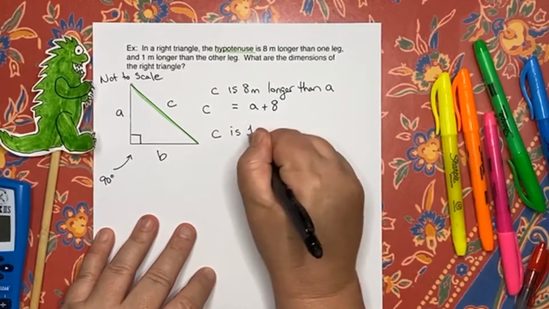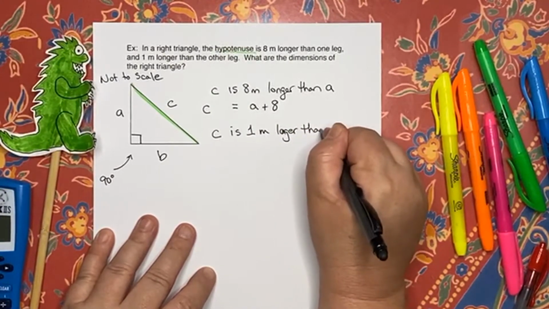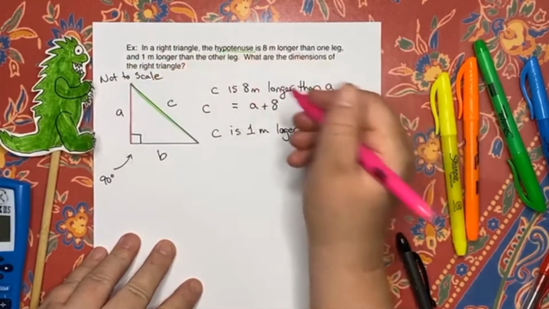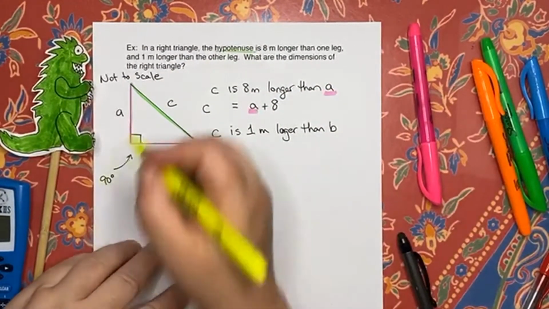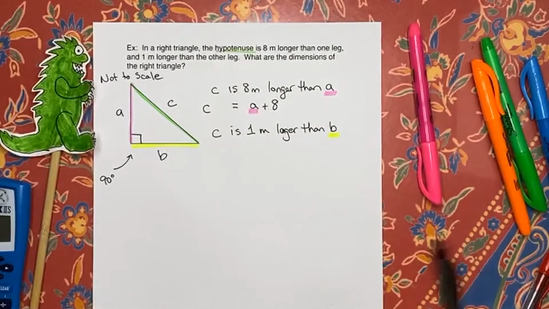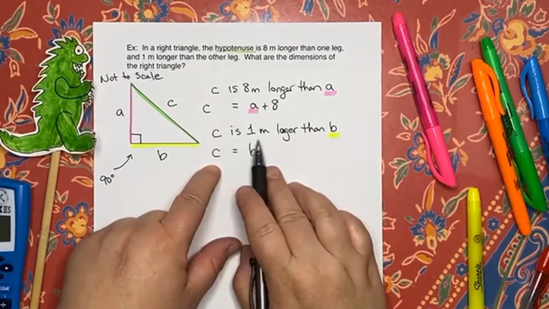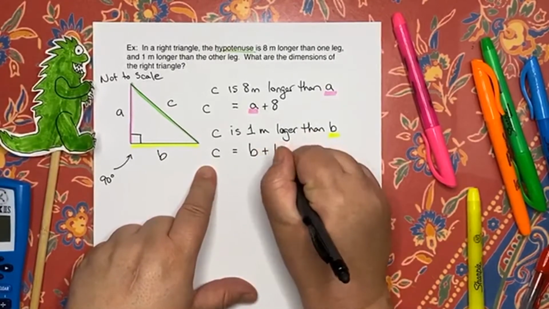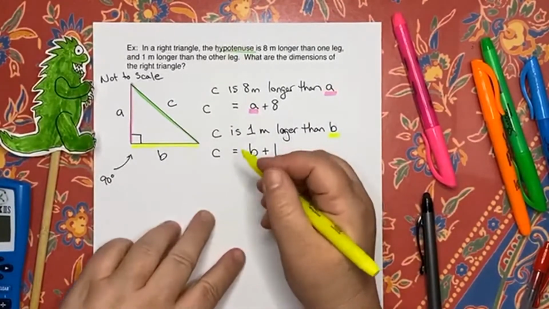C is 1 meter longer than B. Oh my goodness, I can't spell. Let's do B. Okay, so I need some sides here. Here's A, the pink guy. There's A. And then, let's see, for my last one, yellow. Hopefully that shows up in the video. Good. Okay. So again, if I set up my equation, C and B, they're not equal. C is 1 meter longer than B. So to even them up, to make it an equation, I have to put a plus 1 here to get this to be as big as C, because B is little.